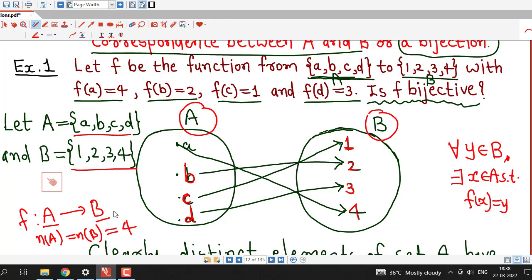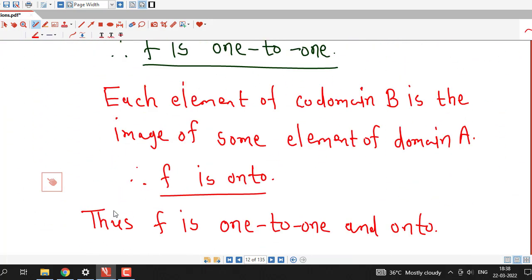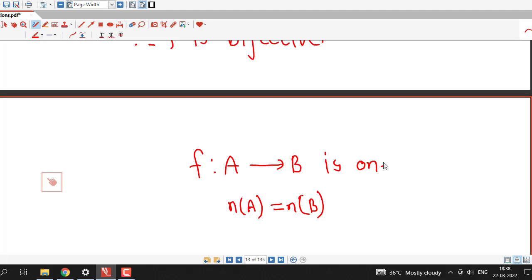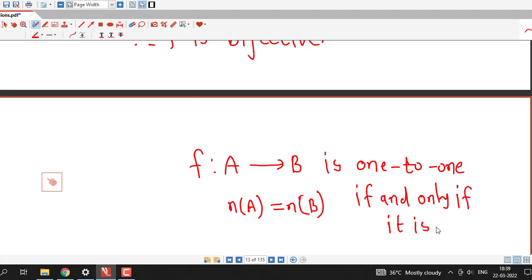So whenever we have a function from one finite set to another finite set, and if the number of elements in both the sets are the same, A and B are finite with number of elements in A equal to number of elements in B, then we have one result which says that if f is 1-to-1, then it is automatically onto. So function f from A to B is 1-to-1 if and only if it is onto.